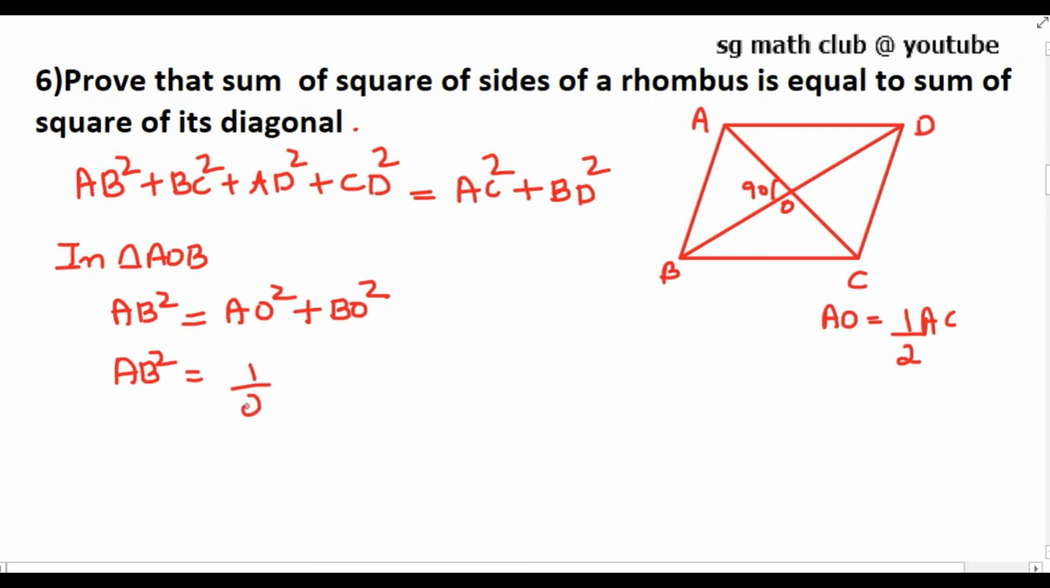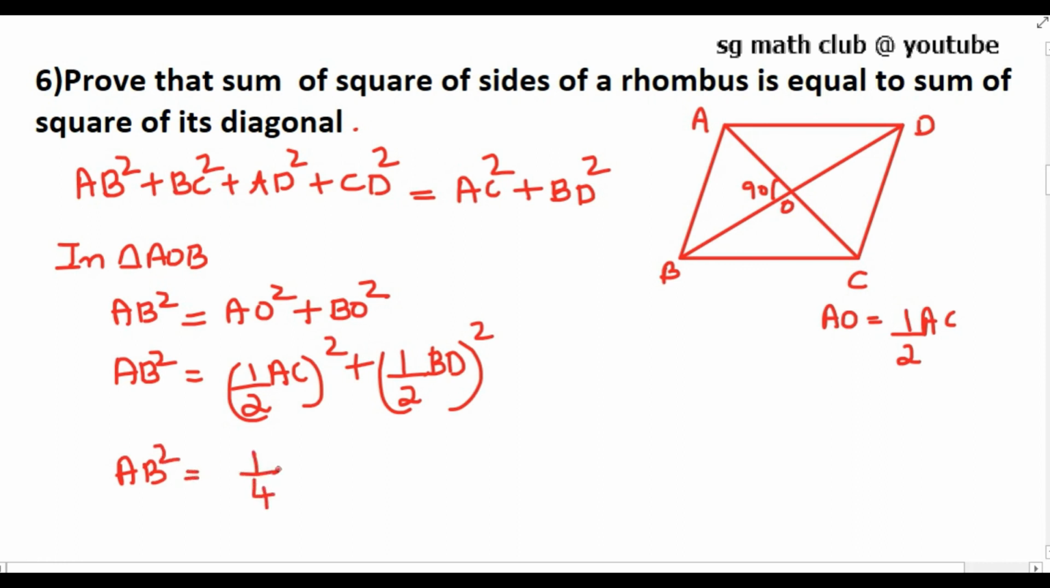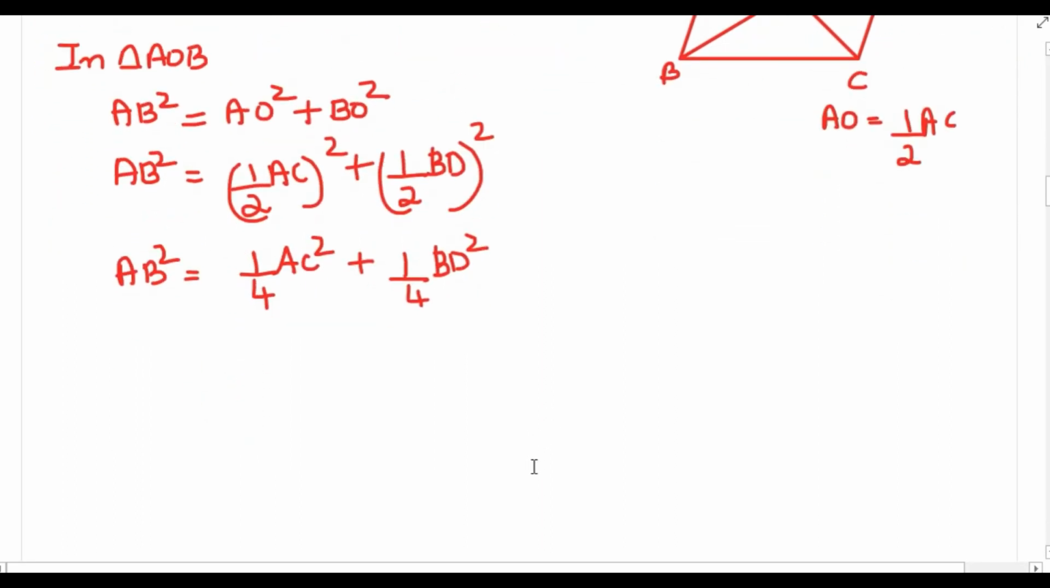So I can write half AC the whole square plus half BD, BO means half BD, the whole square. So AB square is equal to 1 by 4 AC square plus 1 by 4 BD square. Now 4 is common. We can take 4 to the other side. So I have 4AB square is equal to AC square plus BD square.